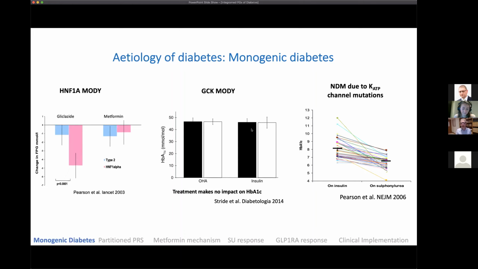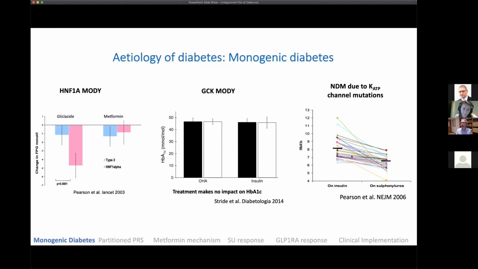In the middle is glucokinase MODY, and glucokinase is the glucose sensor in the pancreatic beta cell. What this slide shows is that people who were on oral hypoglycemic agents who were then found to have glucokinase and taken off, and similarly people who were on insulin and were found to have glucokinase and were taken off, you can see their HbA1c does not change. So whatever treatment they were on, including insulin, has made no impact on their HbA1c, really strongly supporting the fact that if we find someone with a glucokinase mutation, they do not need treatment, nor do they benefit from treatment.